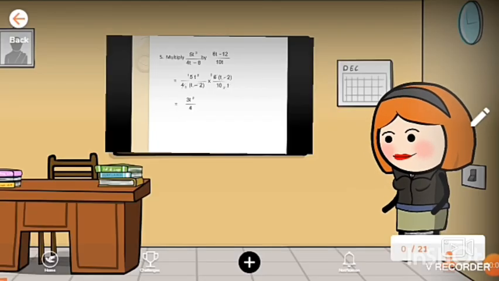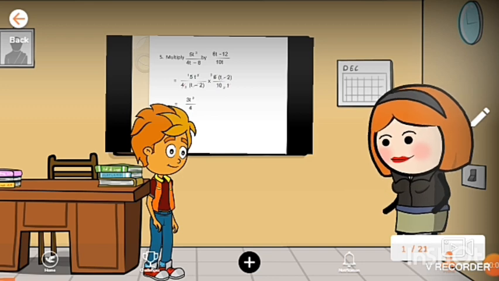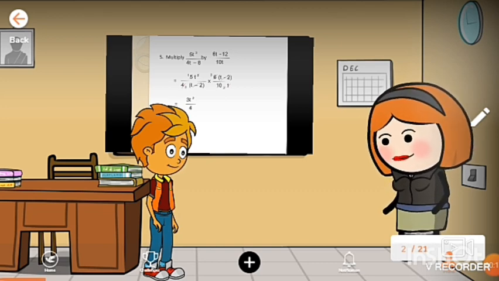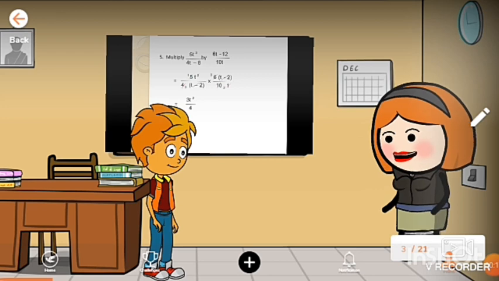Can anyone read the question? Multiply 5t cube by 4t minus 8 by 6t minus 12 by 10t. Very good. What is the first step we should do?